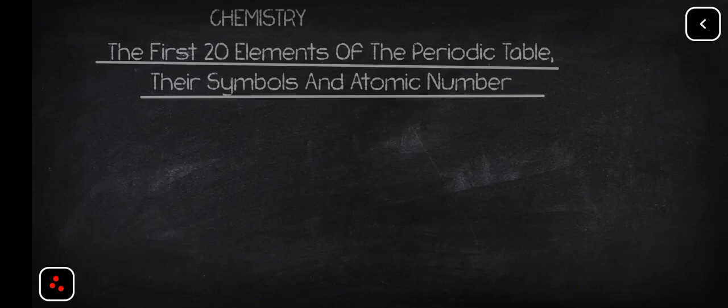Our subject for today is chemistry, and the topic is the first 20 elements of the periodic table, their symbols, and atomic number. When we look at the list of these 20 elements, let's define elements.